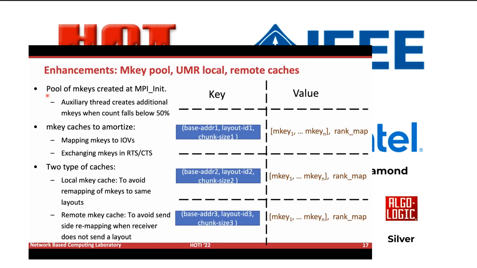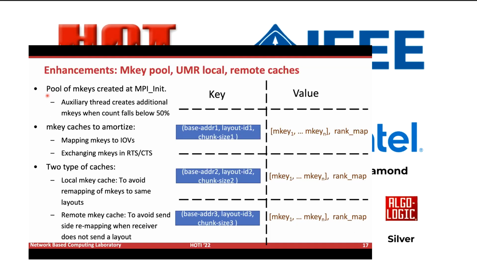Another important thing is, generally in HPC-based DDT applications, the applications tend to use the same layout again and again multiple times. We use this to our advantage to propose M key based caches, and this is one of the advantages that we get with the pack-free scheme. Unlike in the pack-based schemes, even though the same layout is used again and again, we still have to pack the data to the buffer and then exchange it every time.